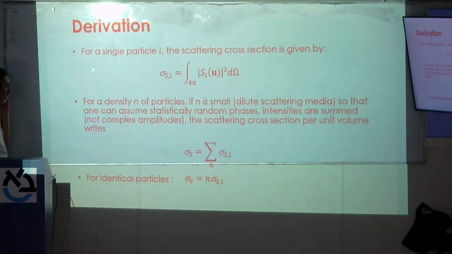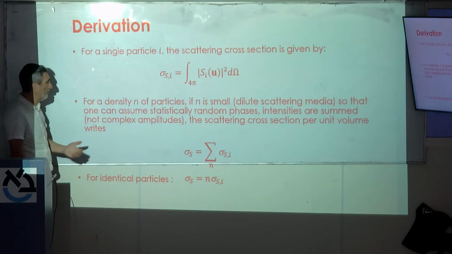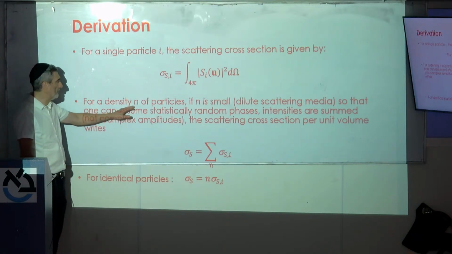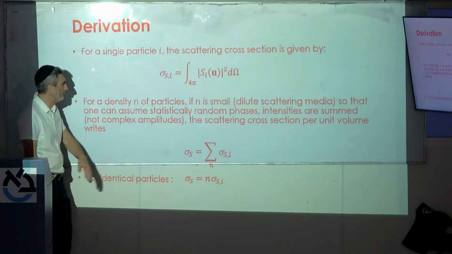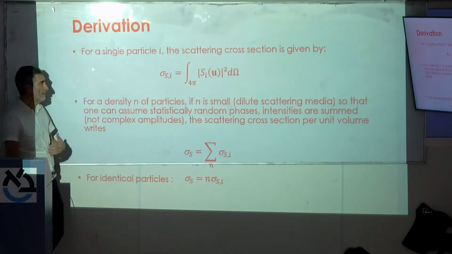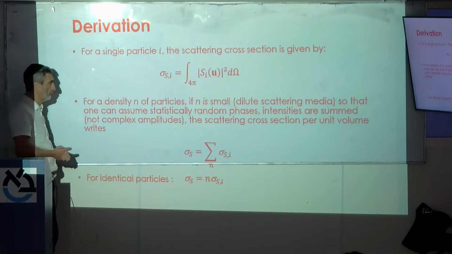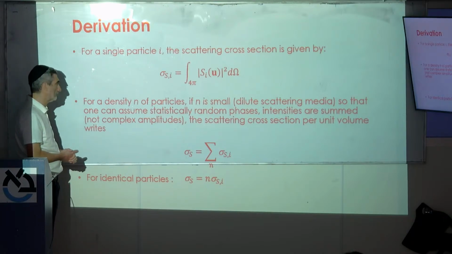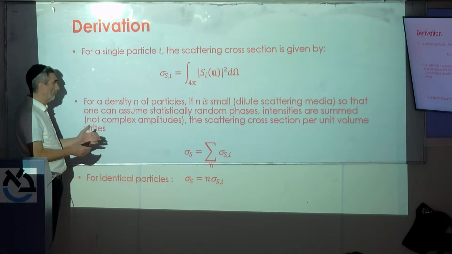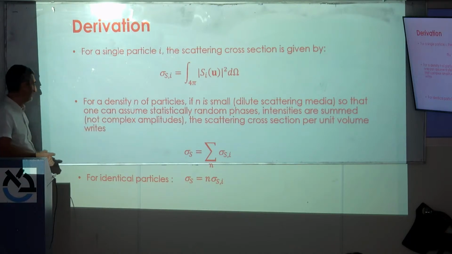So if we consider a large number of particles, the density will be n. And let's say that n is small. Small density means that the medium is dilute. In that case, we can assume that the phases are randomly distributed inside the system. So we only sum intensities, we forget about the phases.